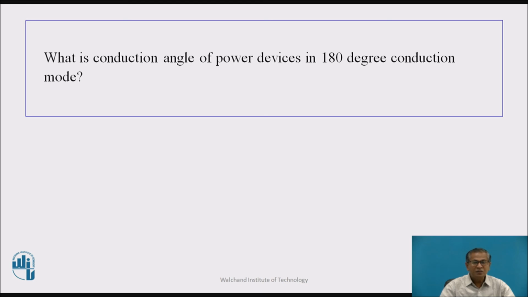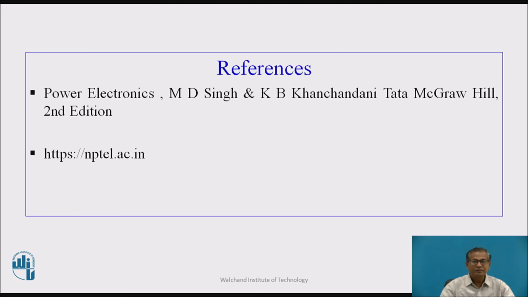What is the conduction angle of power devices in the 180 degree conduction mode? In the 180 degree conduction mode, each power device conducts for 180 degree. Therefore, the conduction angle for the power device in this 180 degree conduction mode is 180 degree.